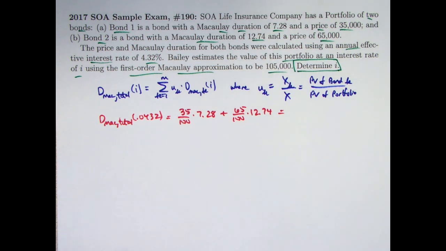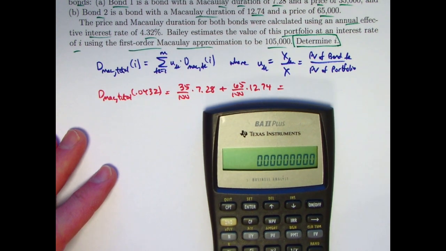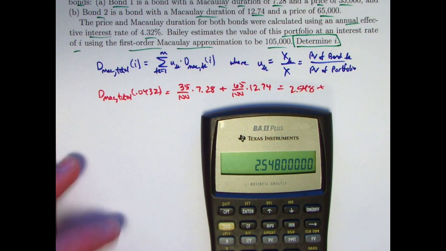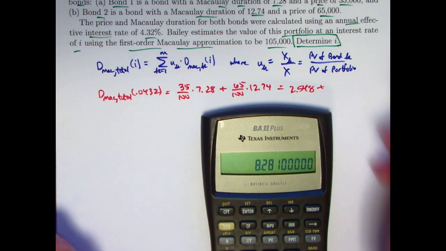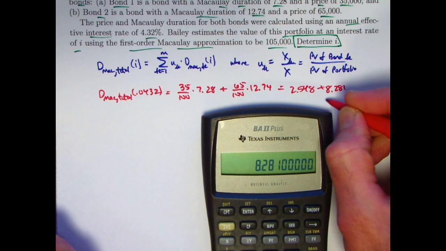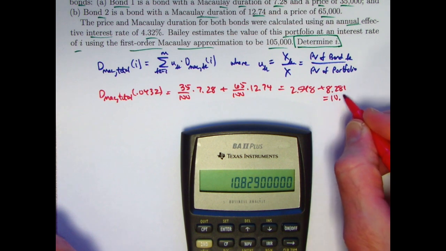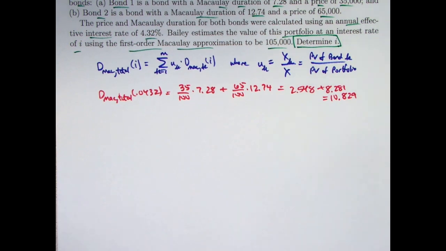The value of the total Macaulay duration here is going to be closer to 12.74 than it will be to 7.28. 35 divided by 100 is 0.35 times 7.28 is 2.548. Go ahead and store that in register 1. And then 65 over 100 is 0.65 times 12.74 is 8.281. Add those two, and you get a duration for the portfolio that is 10.829. Okay, so that will be the Macaulay duration that we use to help us finish this problem.